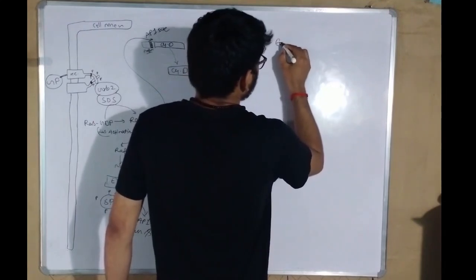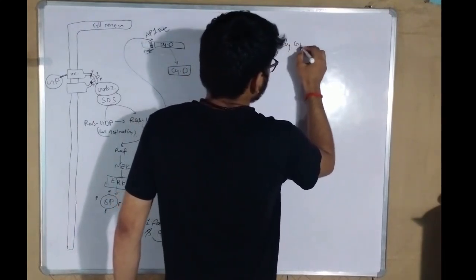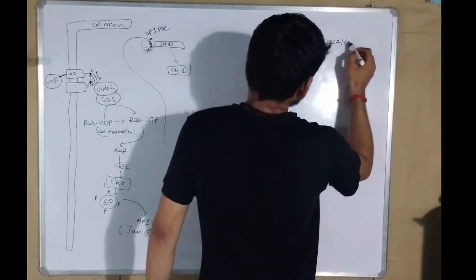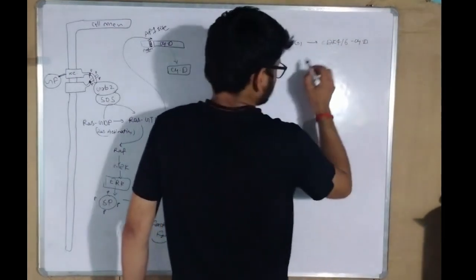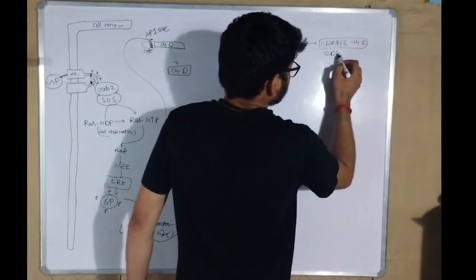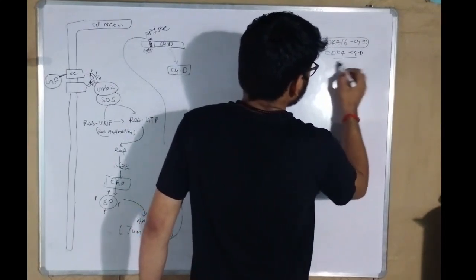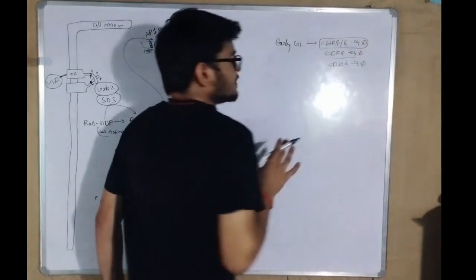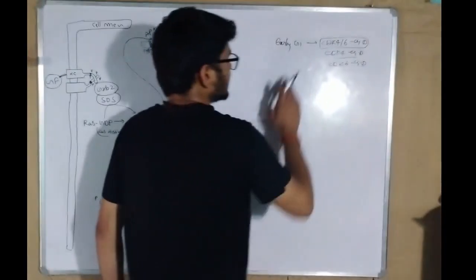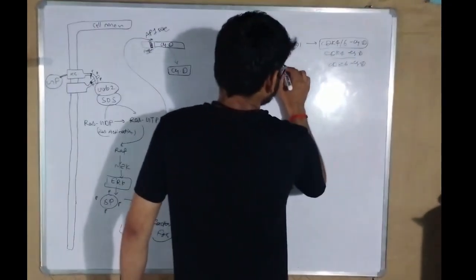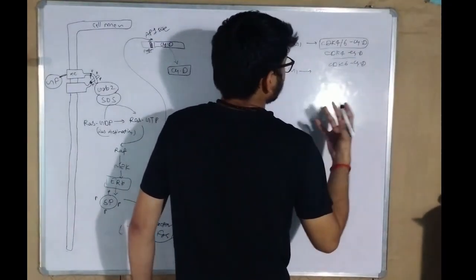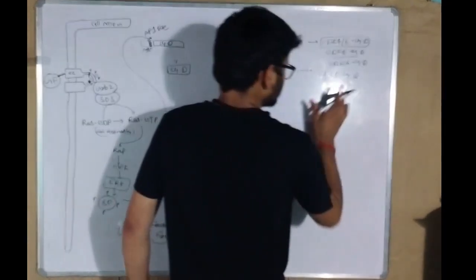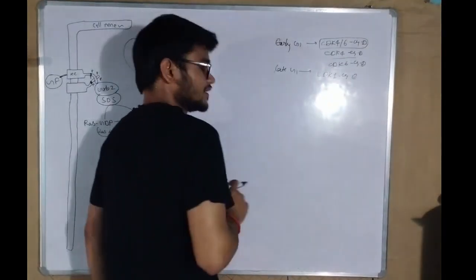Let me write it here. For early G1, the master regulators are the CDK4/6 cyclin D complexes. They are separate: CDK4 is combined with cyclin D, and CDK6 with cyclin D. These two complexes are the master regulators of our early G1 phase. And for late G1 phase, there is another complex called CDK2 cyclin E. This is the complex that regulates the late G1 phase.